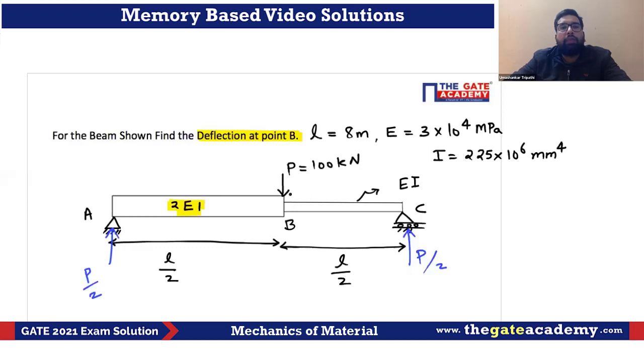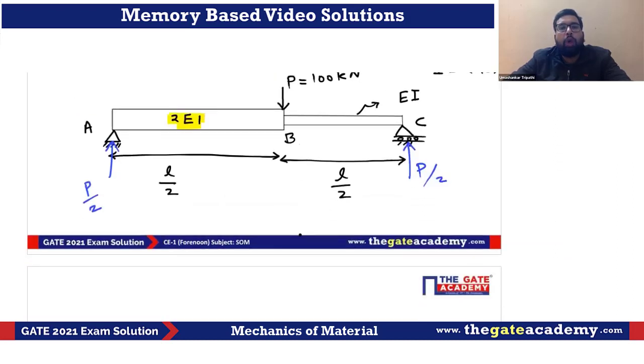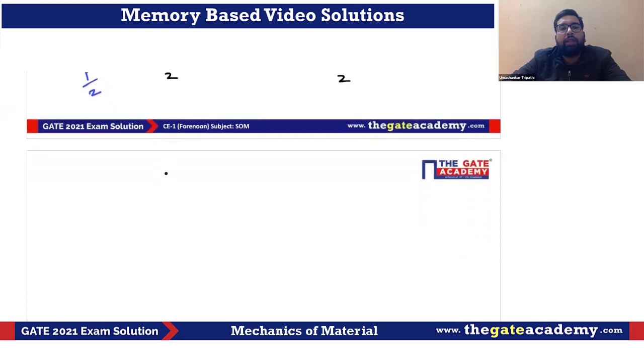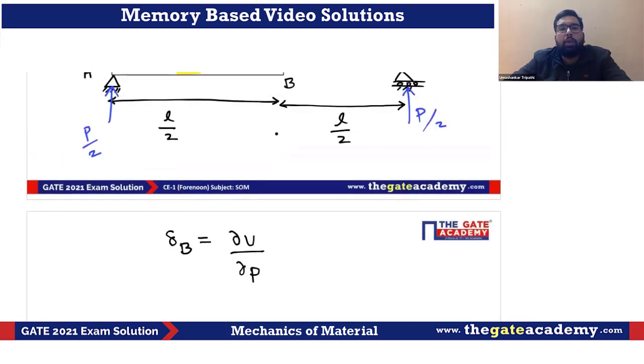Now, we know how to find the deflection by the strain energy method, also known as Castigliano's theorem. What we can do is first find the strain energy of this beam, and then partially differentiate it with respect to the load at point B. If we do that, we will find the deflection at B.